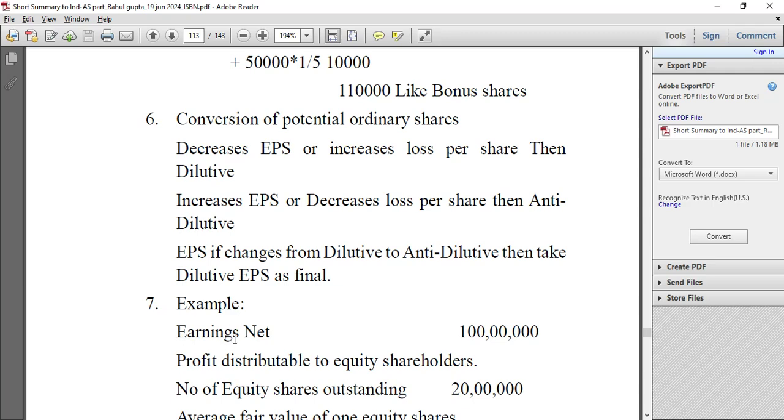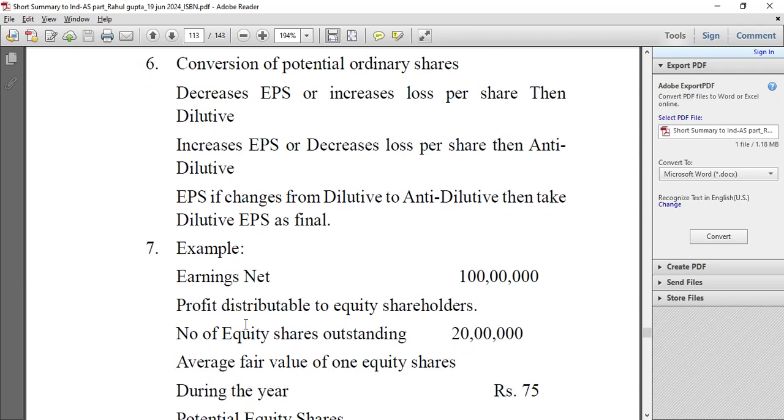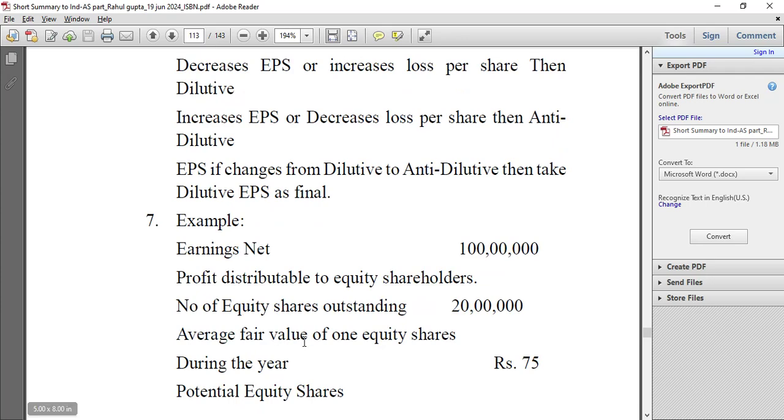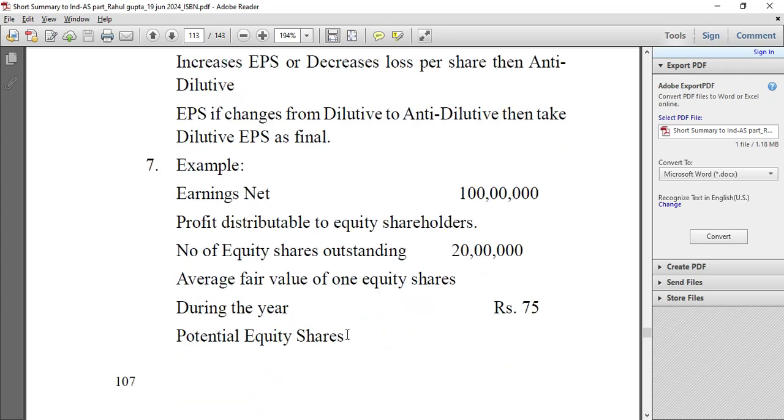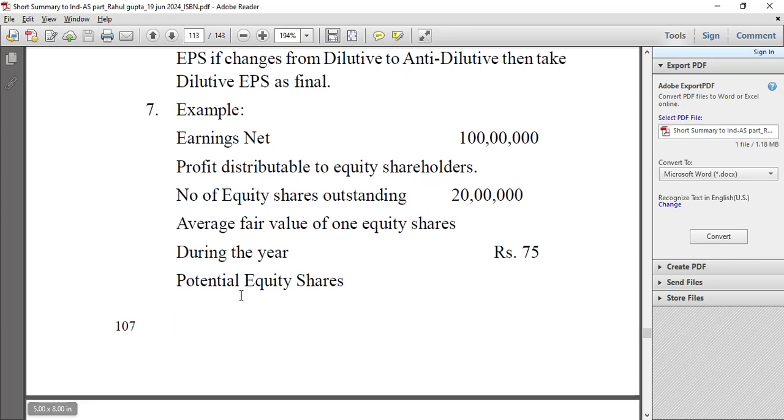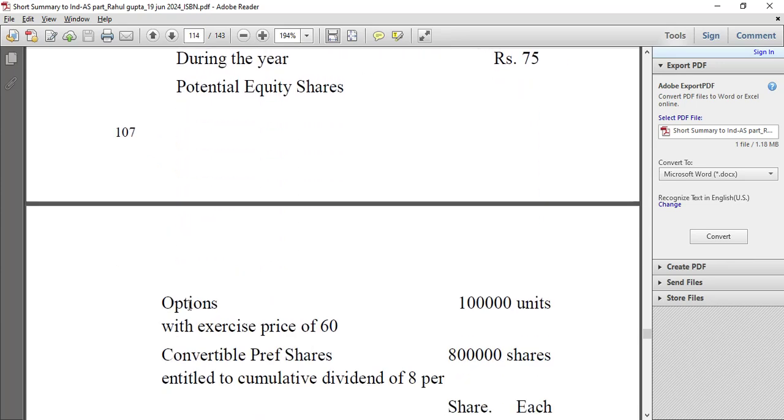Example: earnings, net profit 1 crore, distributable to equity shareholders. Number of equity shares outstanding 20 lakh. Average fair value of one equity share during the year rupees 75. Potential equity shares: options 1 lakh with exercise price of rupees 60.